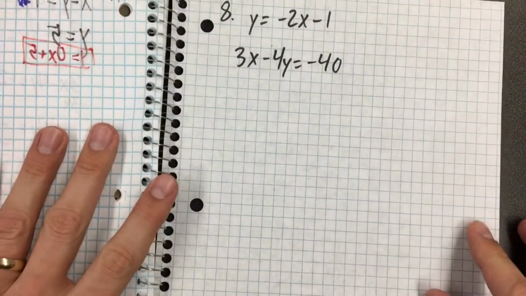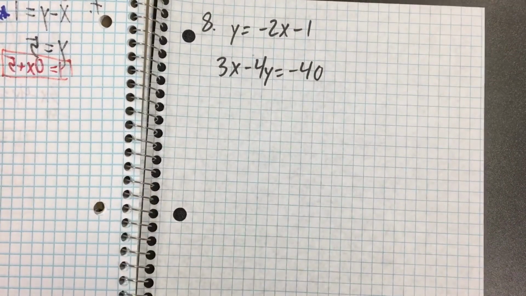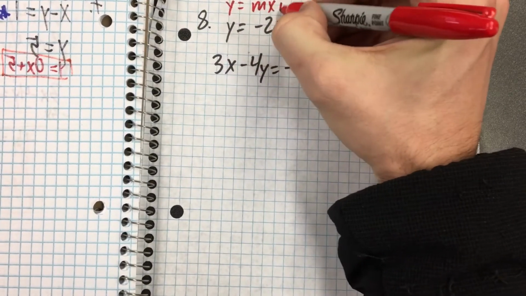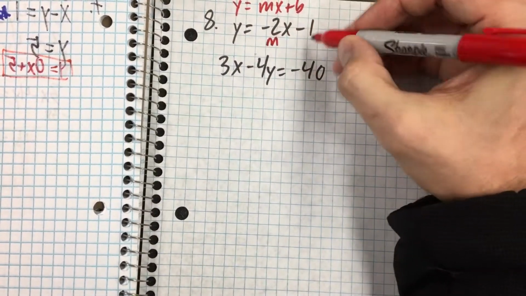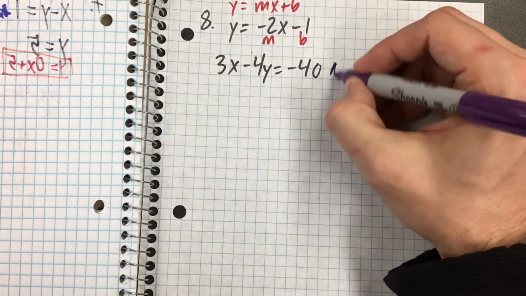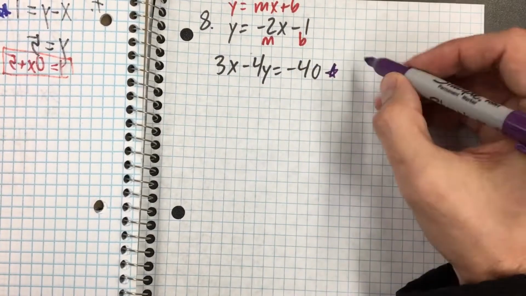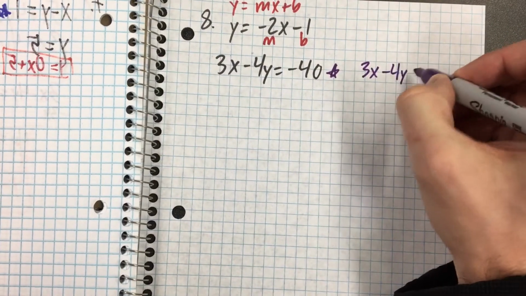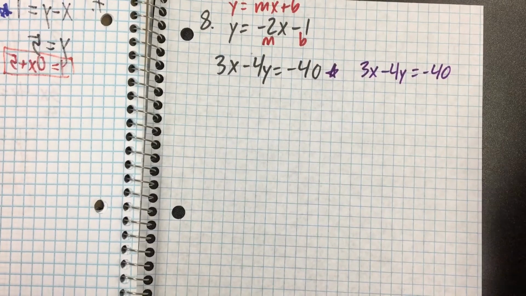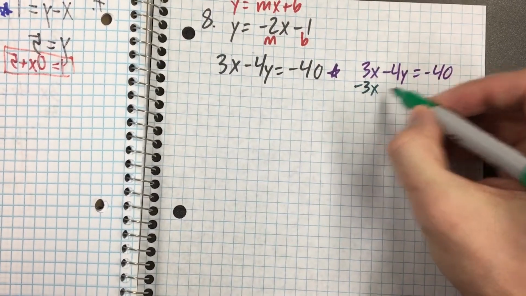Okay, number 8. Number 8 is looking good at this top one. I like the way this top one looks because I've got my format right here. All right, there's my m, negative 2. There's my b, negative 1. The top one looks great. This one, though, not so great. So I'm going to fix it, make it look like the top version with my 2 steps here, right?